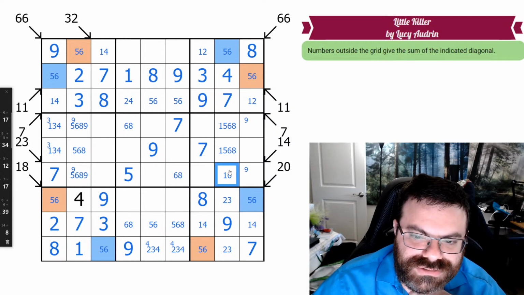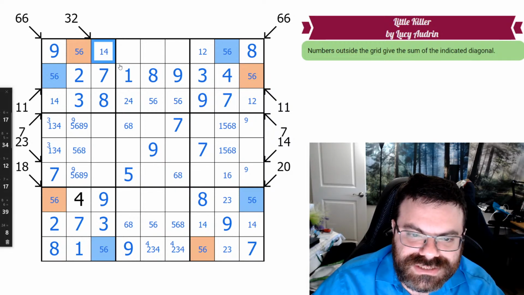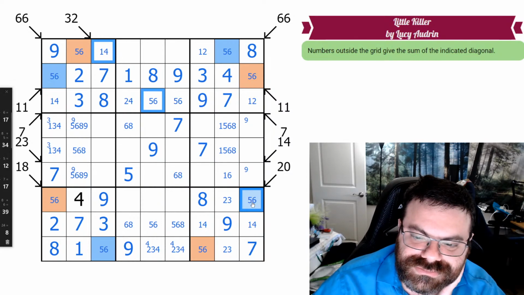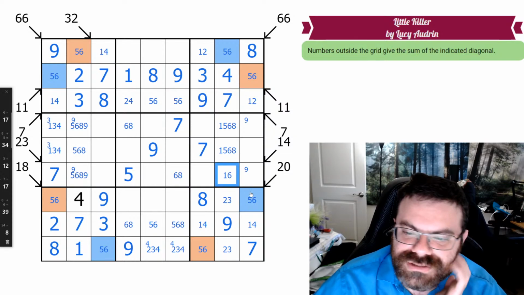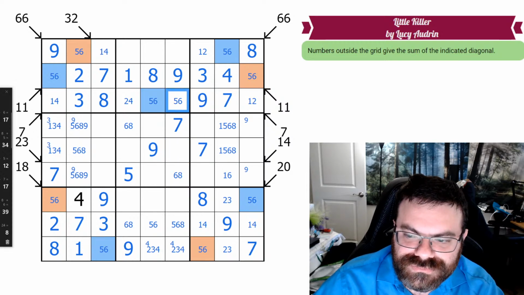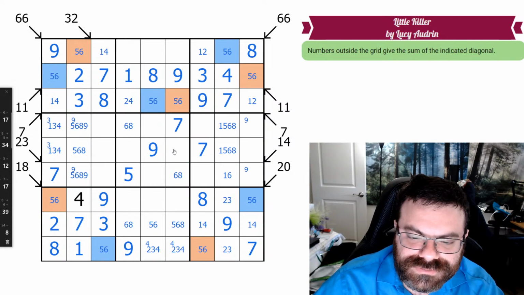If this is a 1, I need to make 16 out of these. How would I do that? They'd have to be 6, 6, 4, right? So we're always at our extremes. We're either a 6 here with 5, 5, 1, or we're a 1 here with 6, 6, 4. So these are always the same. So I can color that.